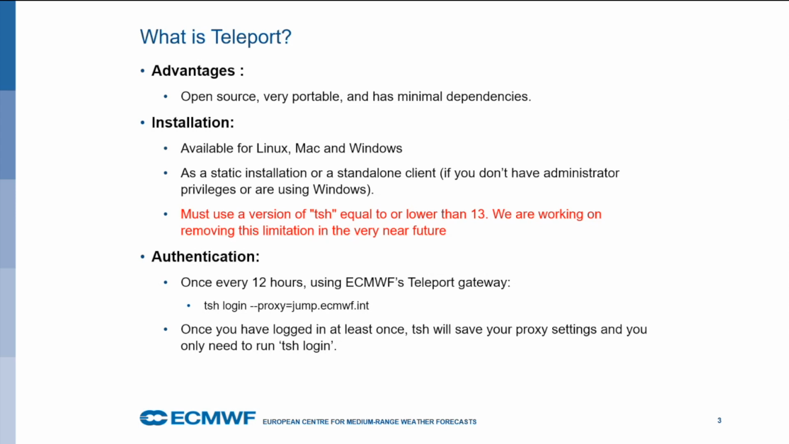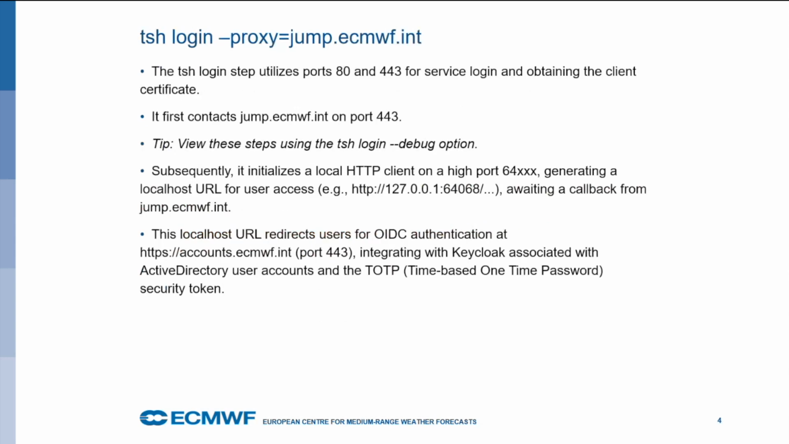The command for authentication, as you can see in this slide, is tsh login --proxy=jump.ecmwf.int, which is our Teleport server. If you have logged in once already, then you only have to say tsh login, because the command remembers the last proxy you used. So the first time, tsh login --proxy. All the following times, it's just tsh login, and it will use that one by default. That should be a bit shorter command.